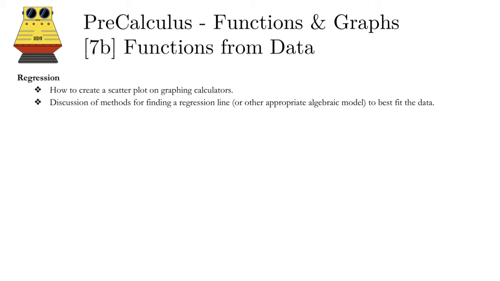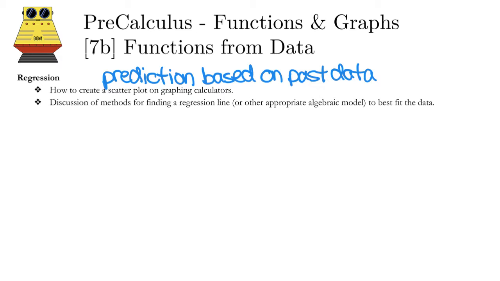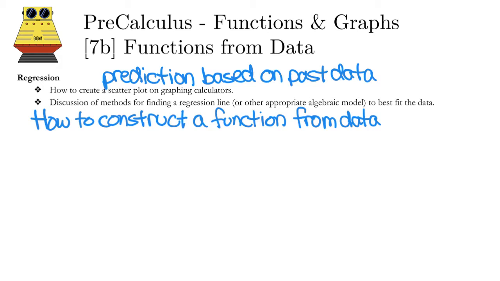Regression. It's usually understood as the process of modeling data, but it also includes a prediction based on past data. So what I'll do is explain the entire process, from entering the data all the way up to predicting based on the data. Here's how to construct a function from data. By the way, these steps work best with the TI-84 graphing calculator.